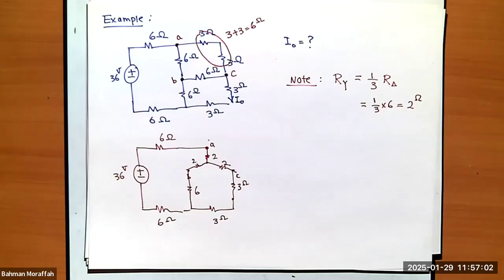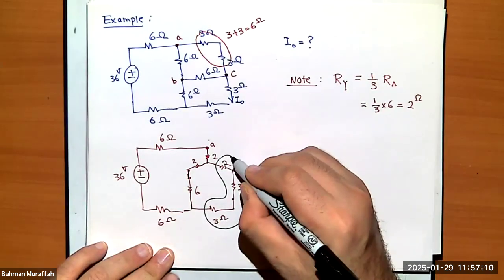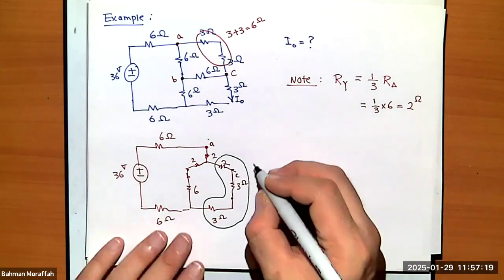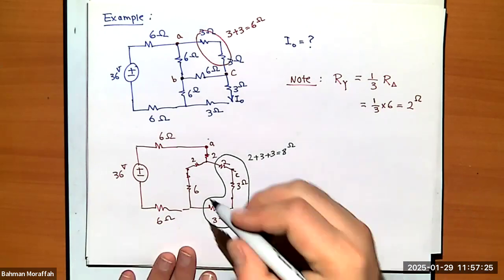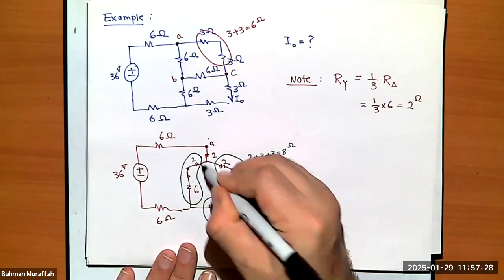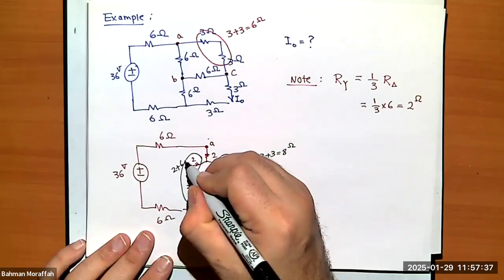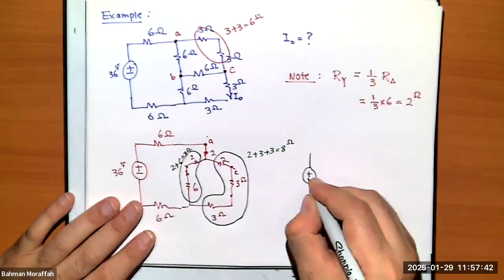What can I do now? Do you agree this 2, this 3, and this 3 are all in series? So the equivalent is 2 plus 3 plus 3, which is 8. How about these two? Aren't they in series? They're in series. So that would be 2 plus 6, 8 ohms. So if I redraw the circuit, it would look like this.